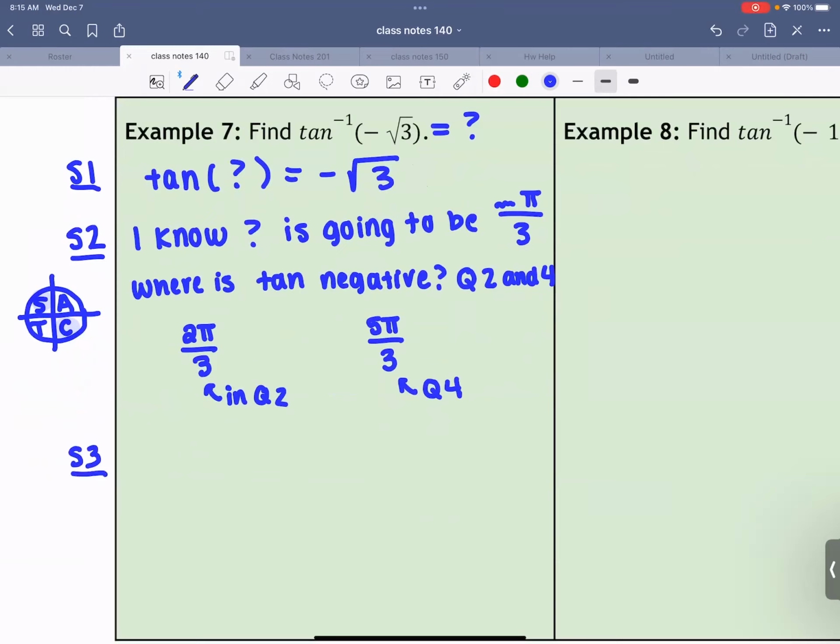Let's go to step 3. Step 3 says that my angle has to be in quadrant 1 or quadrant 4, right? So I need to take the fact that inverse tangent can only be in quadrants 1 or quadrant 4. Well, which one of the two angles is in either quadrant 1 or quadrant 4?